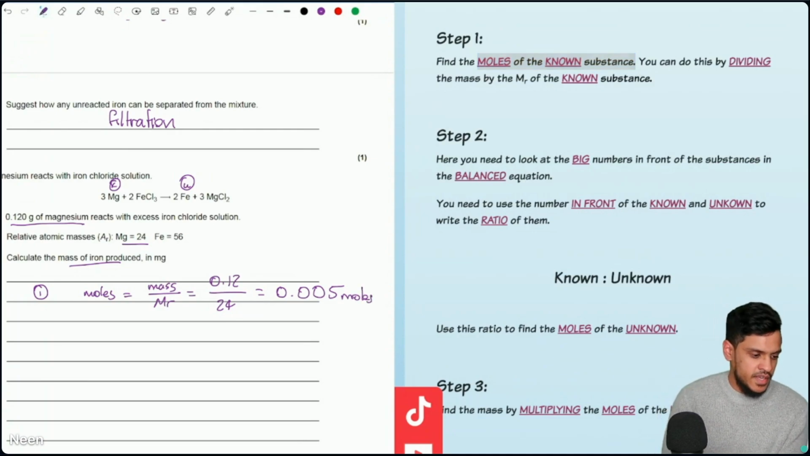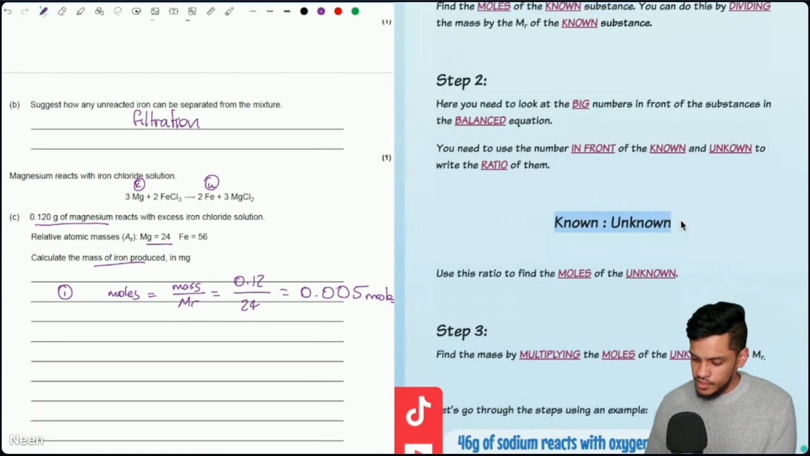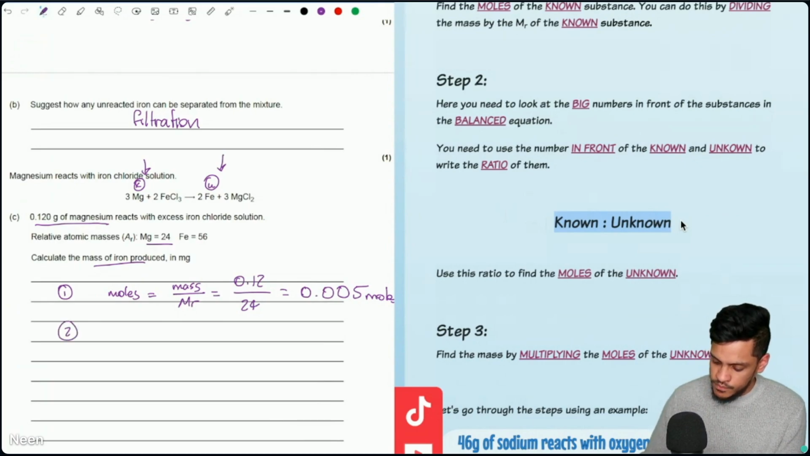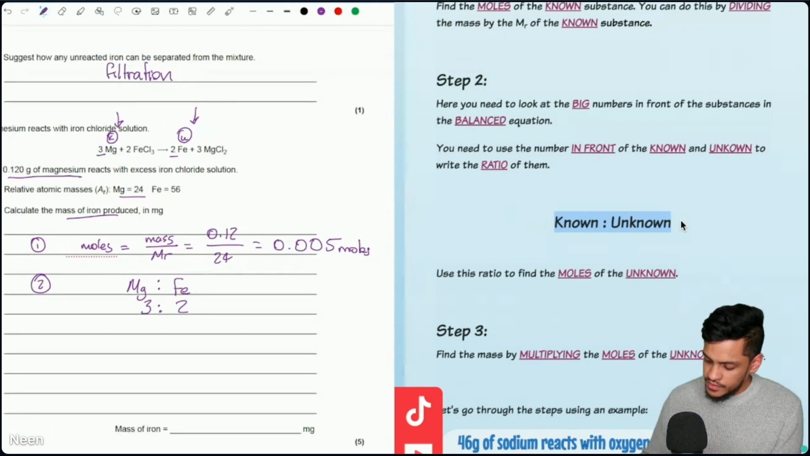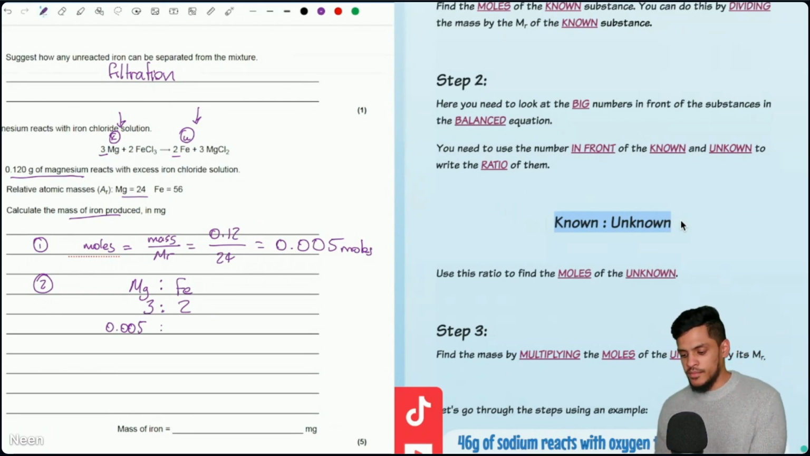Second step, you want to do the ratio step, the ratio of the known to the unknown, K to U. So that's basically the ratio of magnesium to iron. If you look at the big numbers, it's 3 to 2 here. So if the magnesium is 0.005 moles and it's a 3 to 2 ratio, how do we work out the moles of iron?